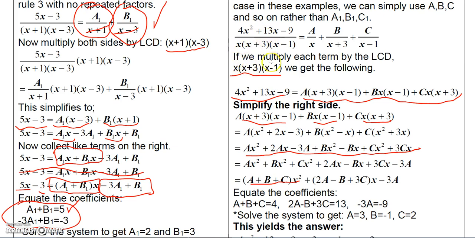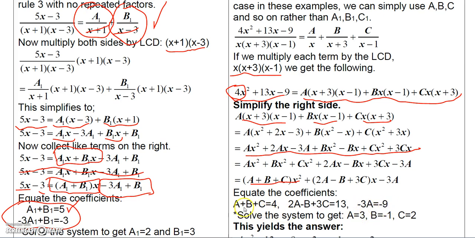Well, that has to equal the 4. That's got to equal that 4 there, because that's the coefficient of the x squared term. And then if you put all your x's together, you'll get 2a minus b plus 3c times x. And so this sum has to equal the coefficient of x, which is 13. And then the only constant you got is minus 3a, so minus 3a has to equal negative 9. And so then you can solve this. Well, you can easily solve this for a, and you get a equals 3.